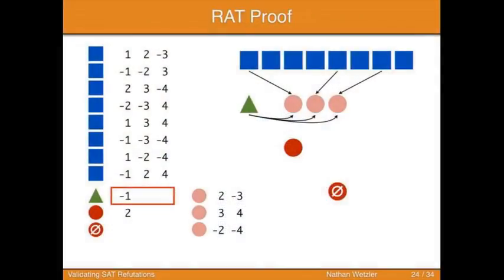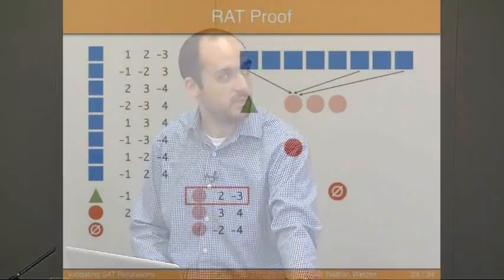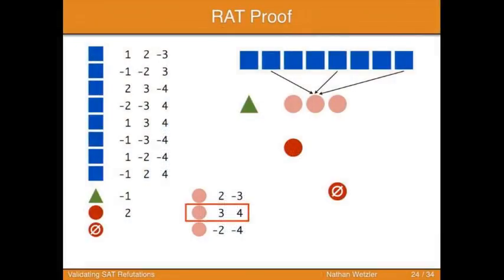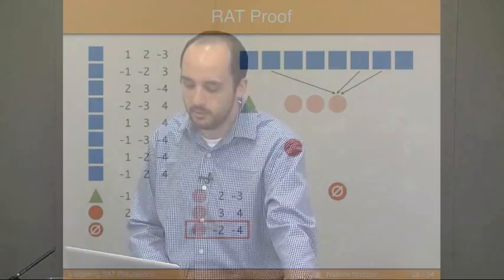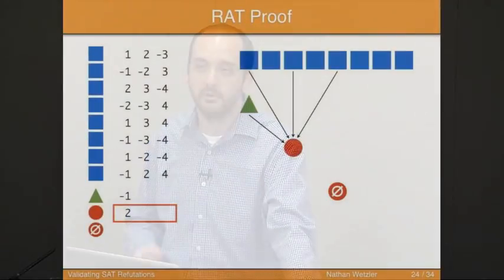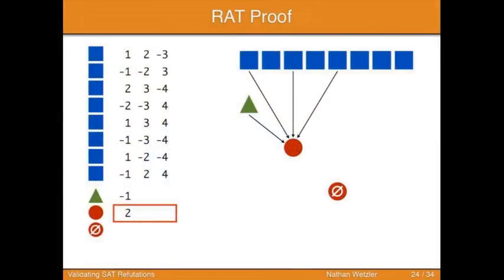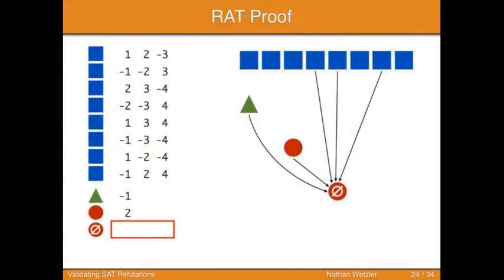We construct all the non-tautological resolvents, and then we ask if each of them has the RUP property. If each of them does, then the clause has the RAT property and it's redundant, and we throw these temporary clauses away. And then we go on to establish the next two clauses with our RUP property, and we complete the proof.